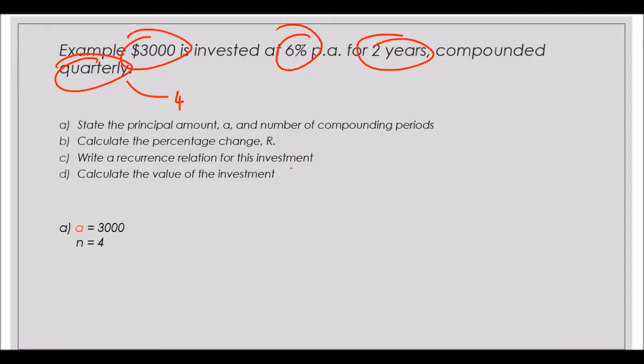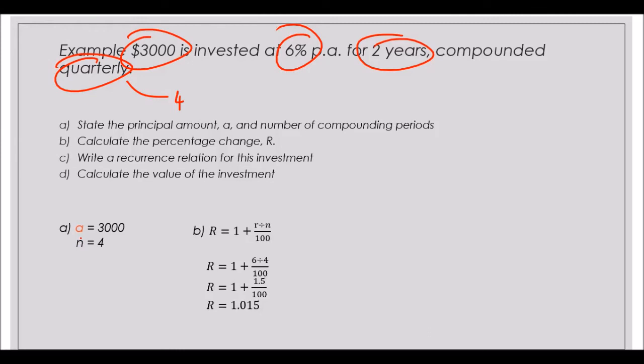So part A. State the principal amount. So we know that the principal amount is 3,000. Easy. And the number of compounding periods. In this case, it's 4. It's compounding 4 times per year. So the number of compounding periods in this case is 4. This is 4 times per year, all right?